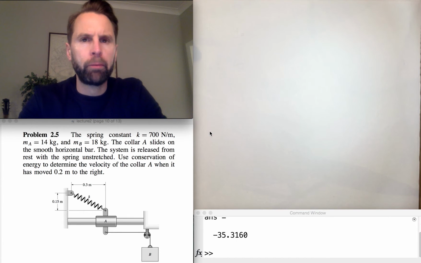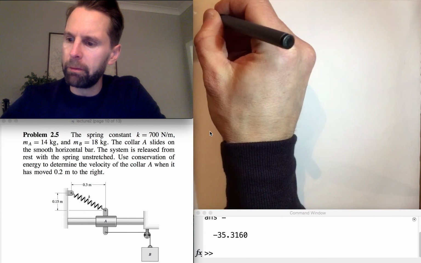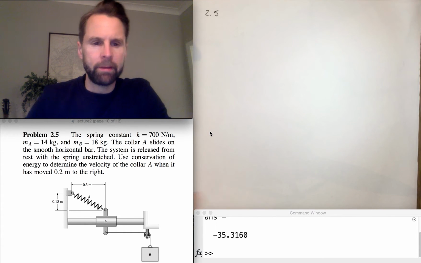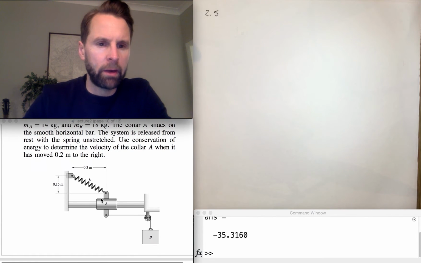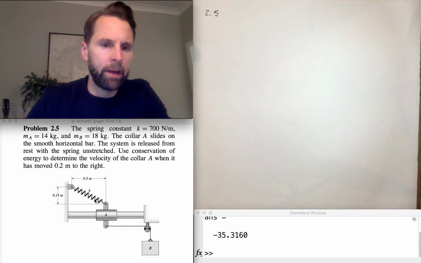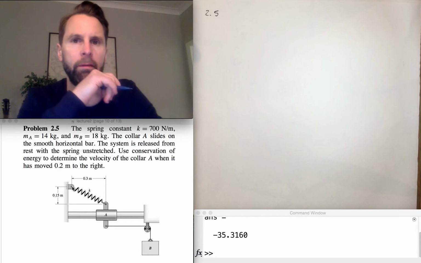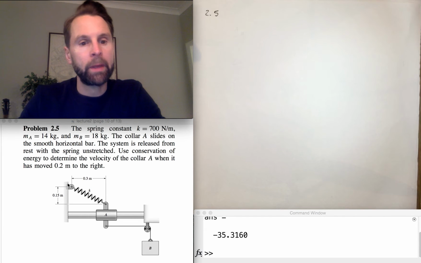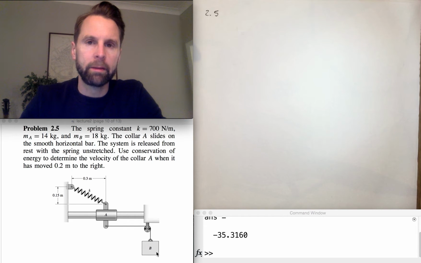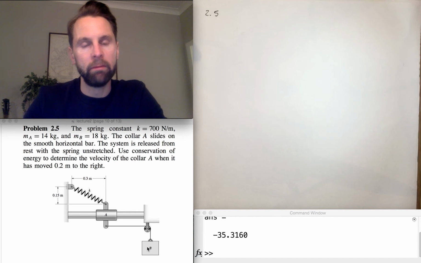Right, problem 2.5. So this system has a collar which has a mass of 14 kilograms, and it's connected via a spring to this point here, and it's also connected via this cord over this pulley to this weight B here. So as A moves to the right, B goes down.